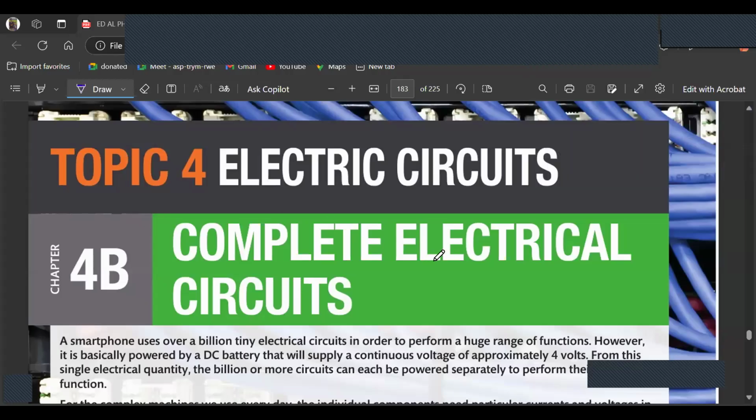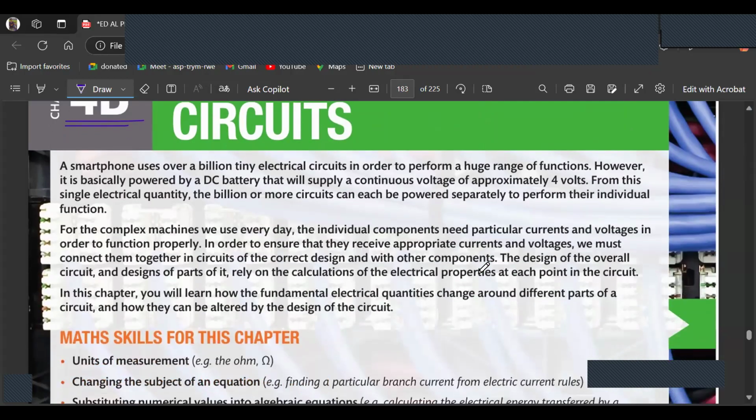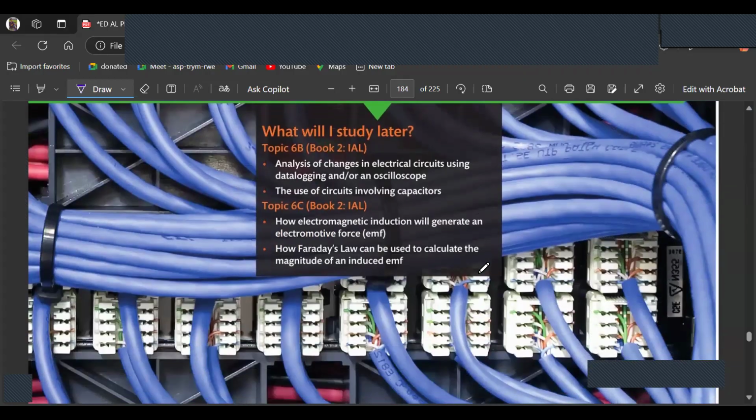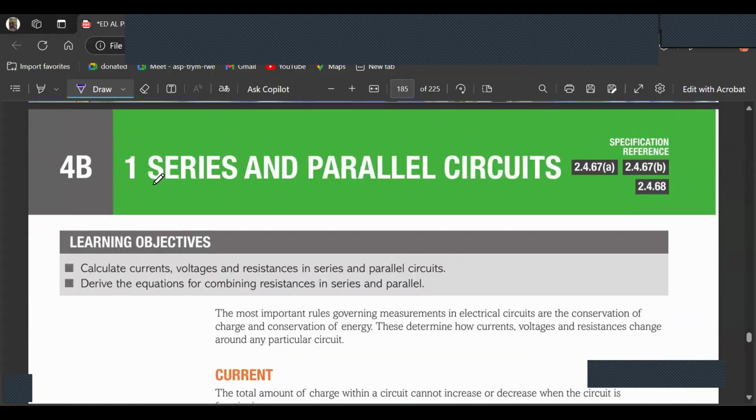So today's topic is a bit easier, a bit of the old basics of IGCSE physics from electrical circuits. This is your topic number 4B, which is known as complete electrical circuits, in which we'll be talking about many concepts, including series and parallel circuits to start off.